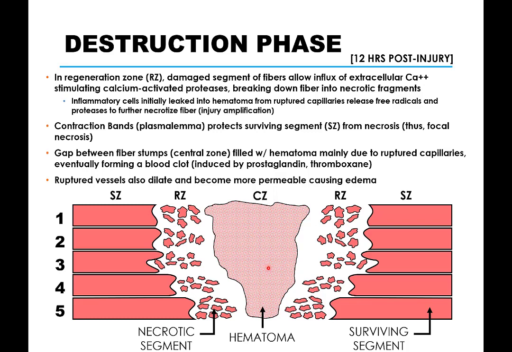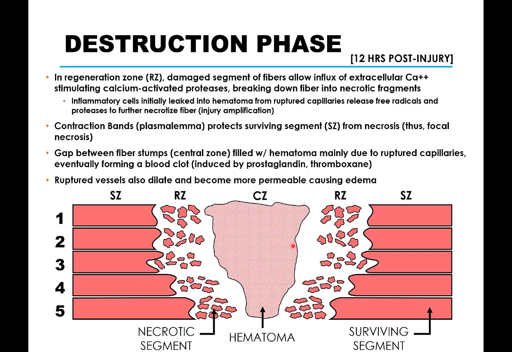And as I said, the central zone is largely filled with a hematoma, which will eventually clot due to clotting factors released mainly by blood platelets. And the clotting is to simply help prevent further bleeding. Platelets are not necessarily cells, but cell fragments that circulate in blood that are responsible for forming blood clots, especially when a hematoma forms. And this occurs via clotting factors, which include molecules like prostaglandin and thromboxane.